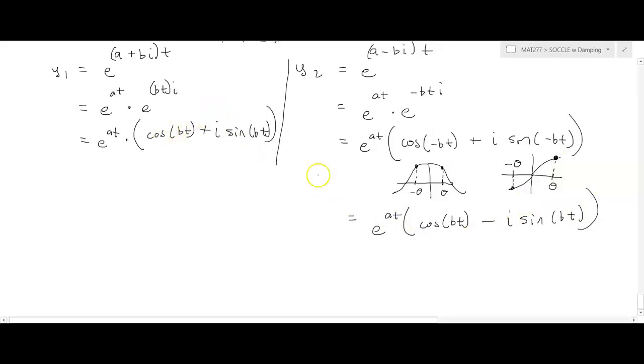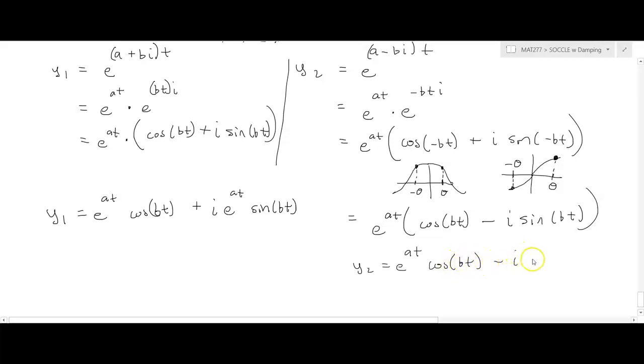And so what that does is now we see that these two solutions are very similar. We have y1 equals e to the at cosine bt plus i times e to the at sine bt. And our second solution, y2, is equal to e to the at cosine bt minus i e to the at sine bt. So those are our two solutions, and still they have that imaginary number in there.